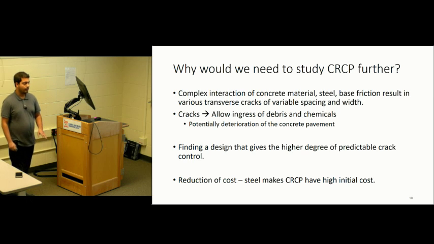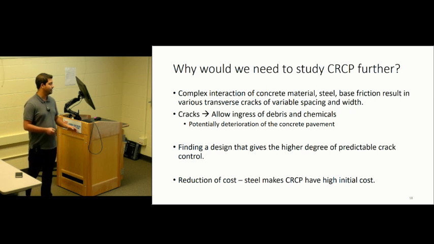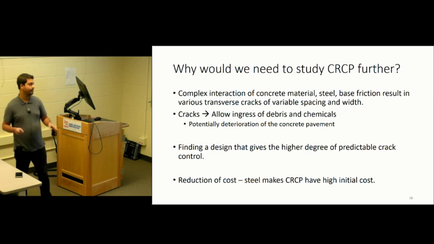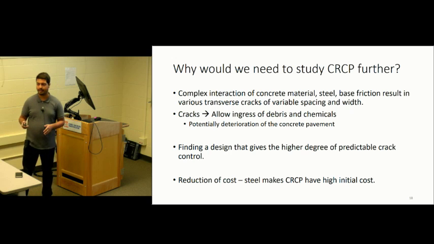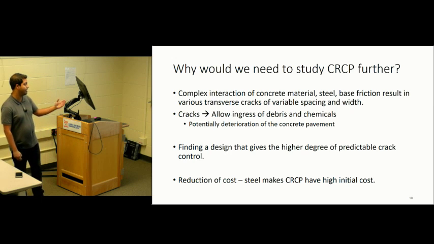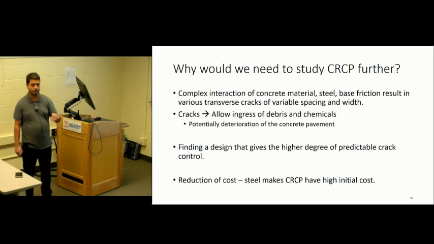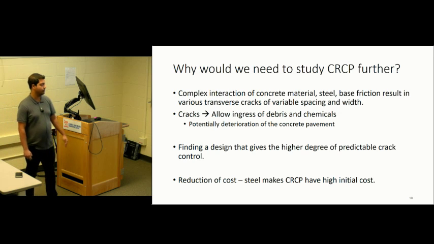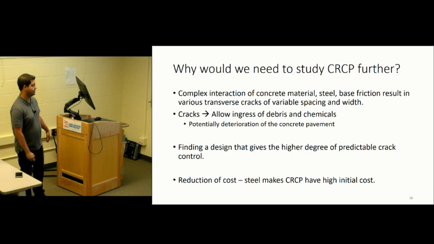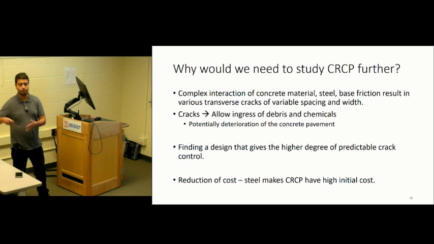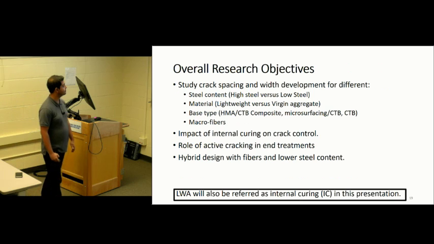So we would want to find a design that has a higher degree of predictable crack spacing and width. So we want to predict the crack width and spacing more accurately than it is now. And another thing is to reduce the cost of CRCP so that the initial cost is not much higher than JPCP.